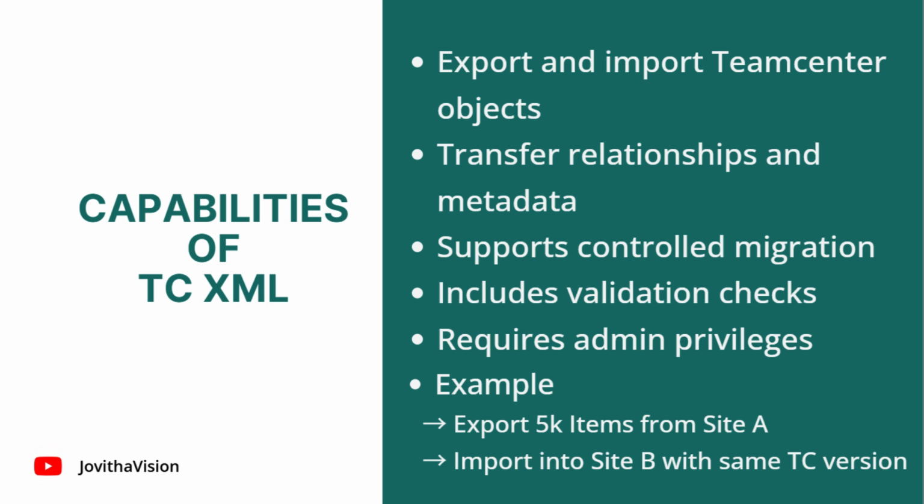Now, let's look at what TCXML can do. TCXML supports exporting and importing Teamcenter objects along with their relationships and metadata. It is commonly used for controlled migration scenarios where accuracy and validation are very important. Before importing data, TCXML performs validation checks to make sure the XML structure and object references are correct. Because TCXML works at a deeper system level, it usually requires Teamcenter admin privileges. In real client environments, TCXML is often part of automation or batch migration scripts rather than being run manually each time.